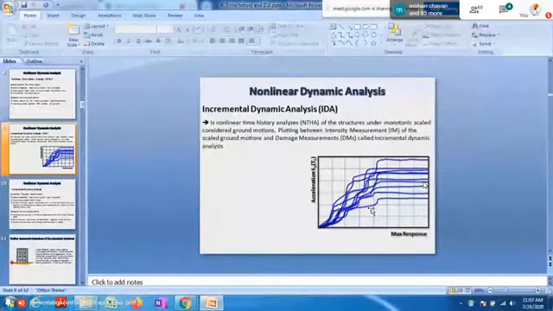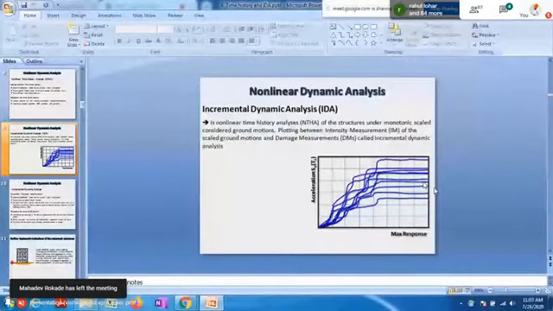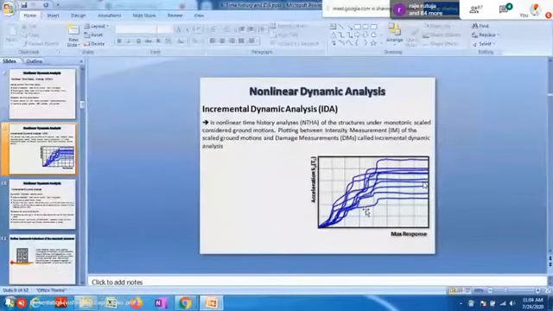Then the question is whether one curve is sufficient. This is a capacity curve, a dynamic capacity curve. What information does this particular curve give? This one curve gives how the building behaves, or what the building response is, for a particular ground motion. For this ground motion, what is the response?